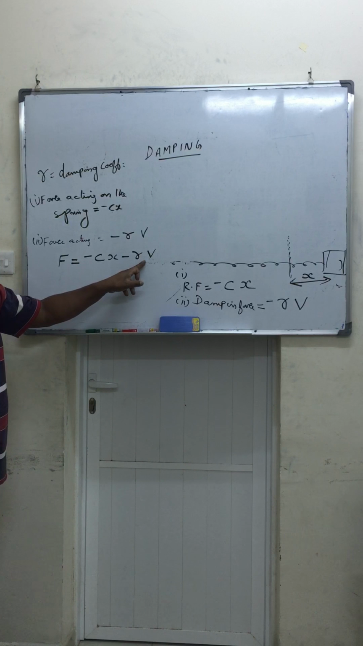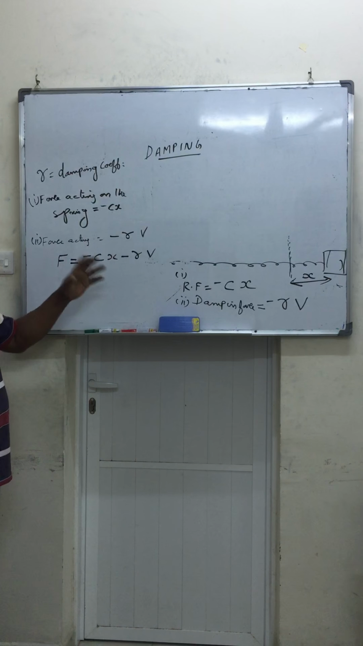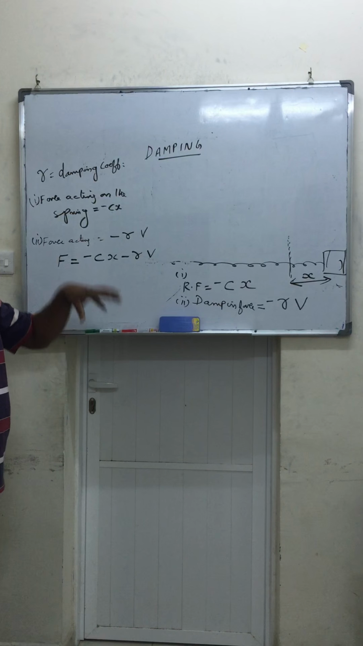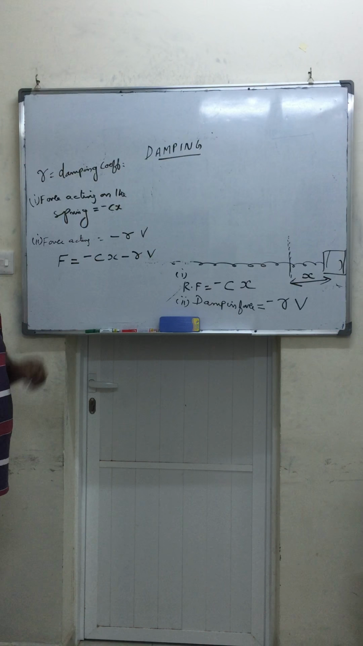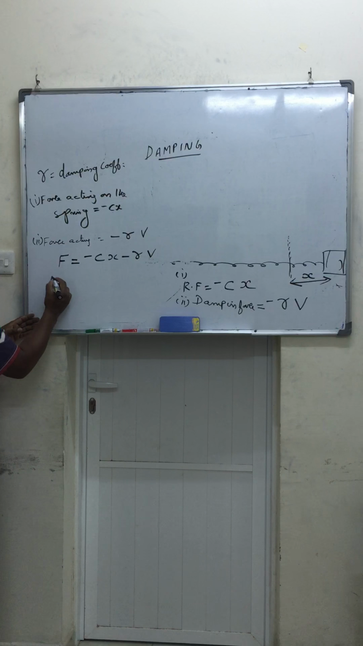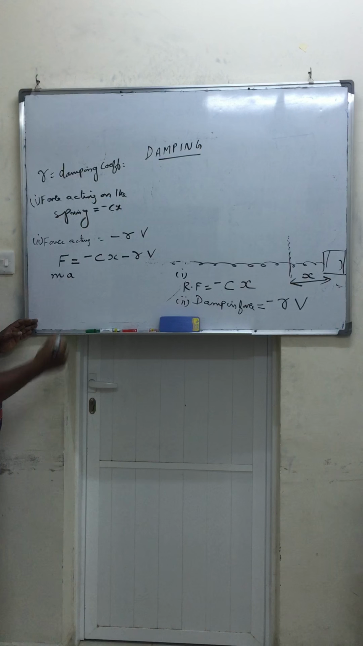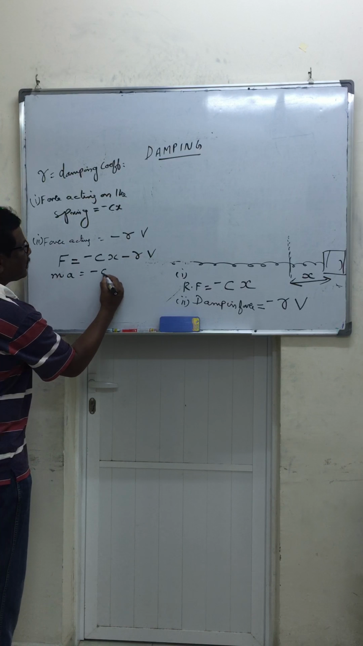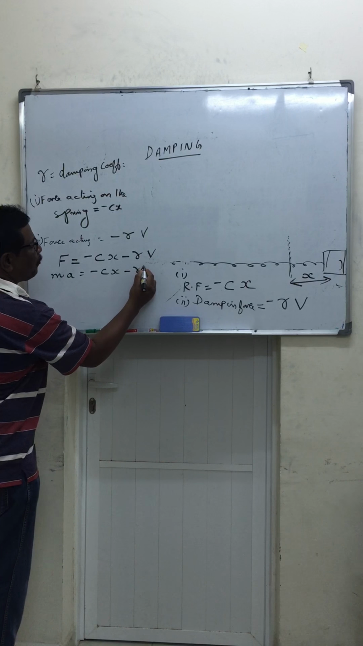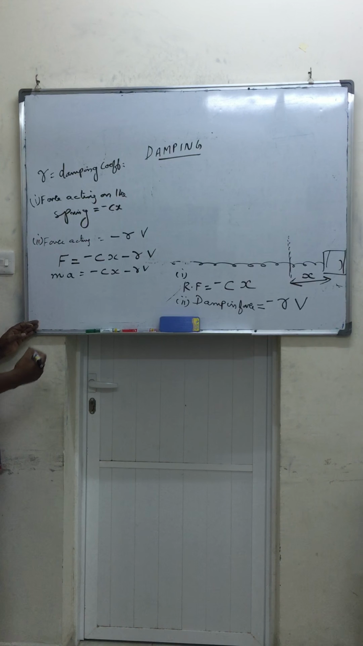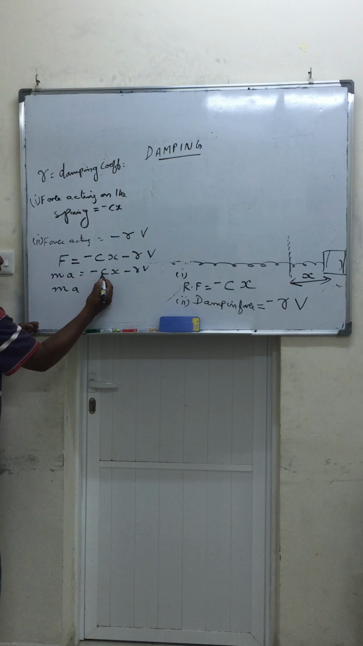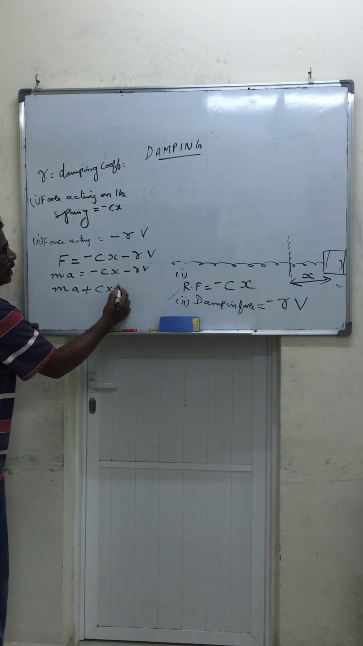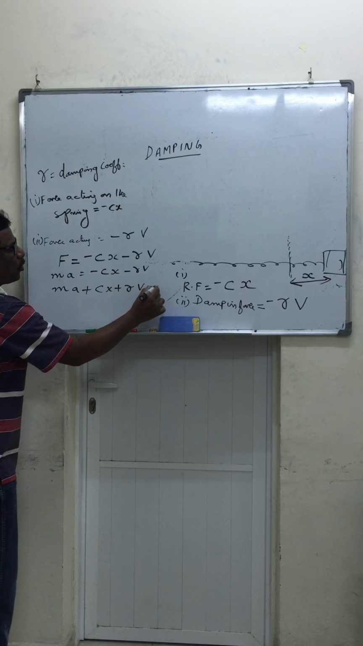The damping force. Now from here onwards we will give some substitution. Based on that we will be getting the final result. Now we know that F is equal to mass into acceleration. So instead of F, what will I be writing? Mass into acceleration, which is equal to minus Cx minus gamma V. Now bring to the left hand side, this minus changes to plus. So what will we be getting? Ma plus Cx plus gamma V equals what?